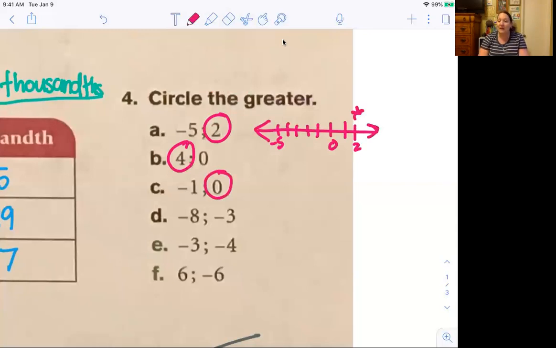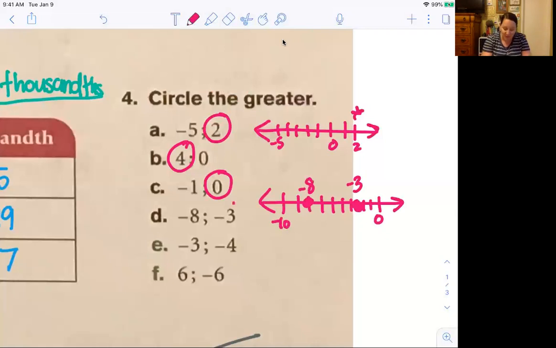-8, -3. Now this one might be a little bit tricky, but let's think about our number line again. If I start at 0 and I go to -10 here, 9, 8, 7, 6, 5, 4, 3, 2, 1. So -3 would be here, and -8 would be here. Which one is greater? Greater means further right on the number line. -3 is further right. Good.